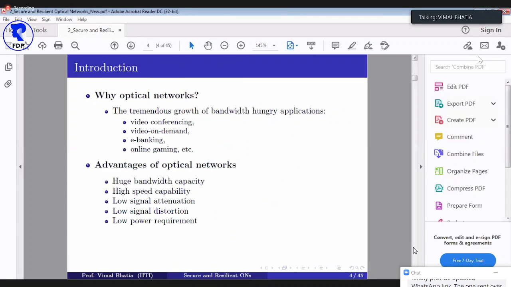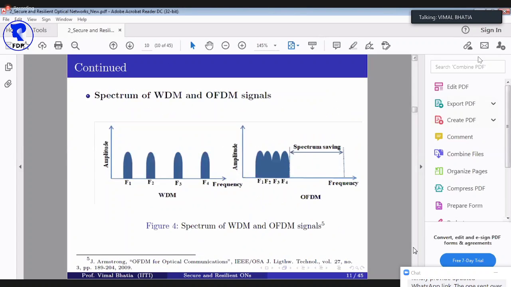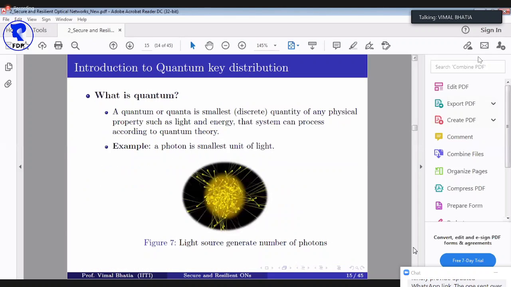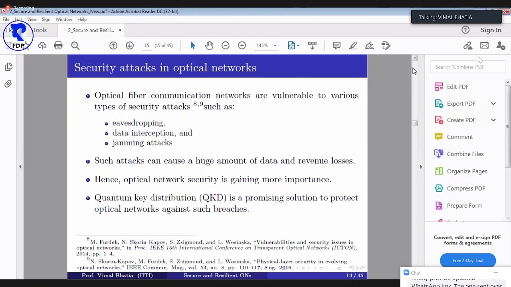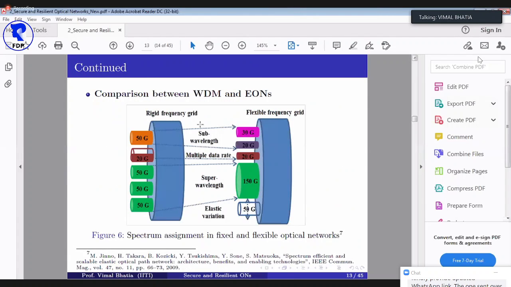So this optical network we have already seen. We'll not go into what FDM is. What I'll go over is here. We discussed optical networks because they form the backbone of our network.